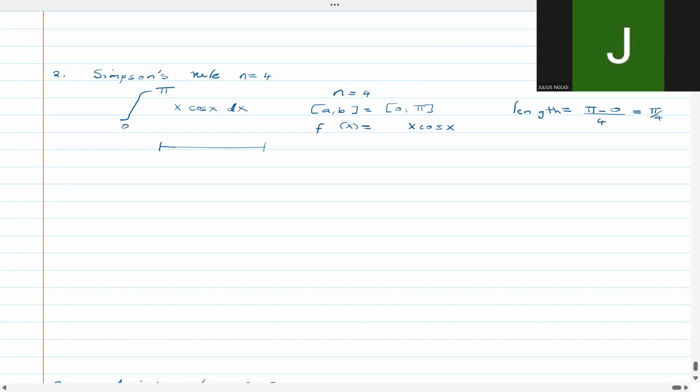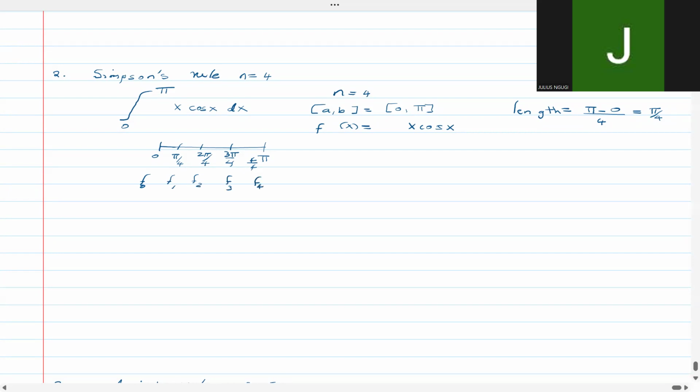To find the grid points, we can draw the interval 0 to pi, and because the length is pi/4, I can write the last pi as 4/4 pi. From 0, I'll be moving pi/4 because of the uniform length, then 2 pi/4, then 3 pi/4, and finally 4/4 pi. For Simpson's rule, I can index these as the start one, f at 0, f at 1, f at 2, f at 3, and the last one, f at 4.